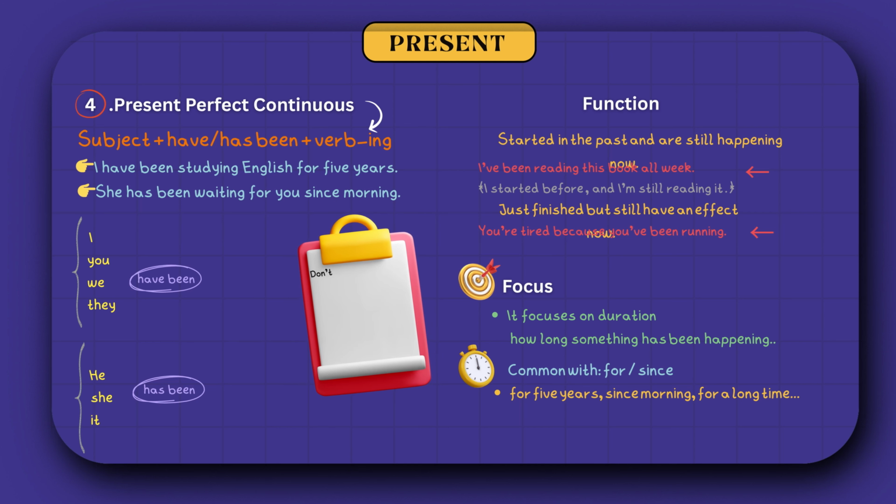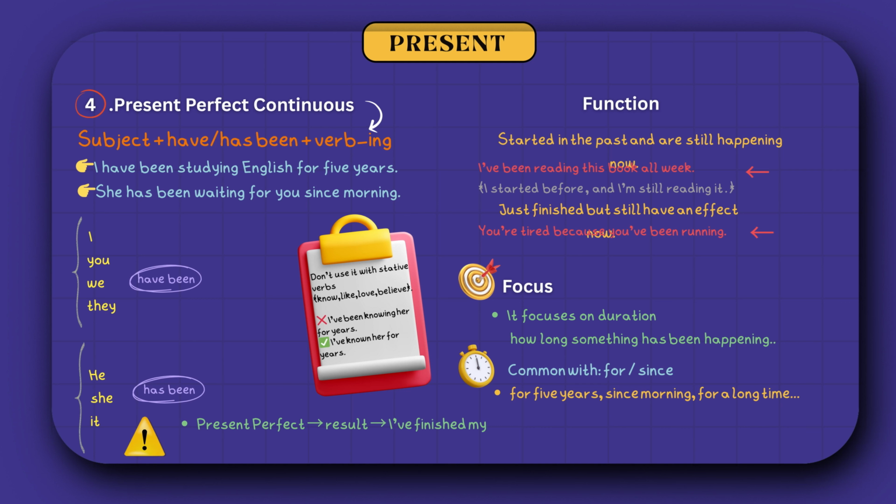Important notes. Don't use it with stative verbs: know, like, love, believe. Not "I've been knowing her for years," but "I've known her for years." Difference with present perfect. Present perfect, result: I've finished my homework. Present perfect continuous, duration, process: I've been doing my homework for 2 hours.